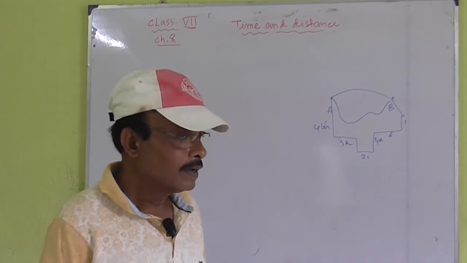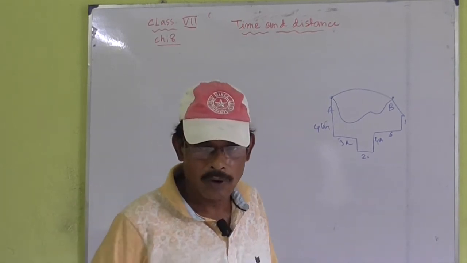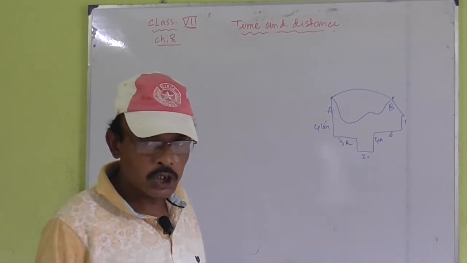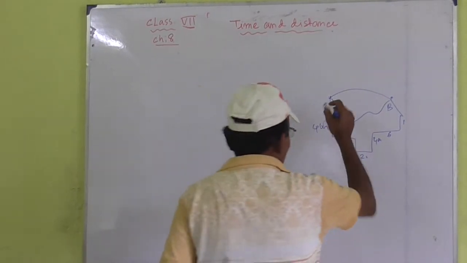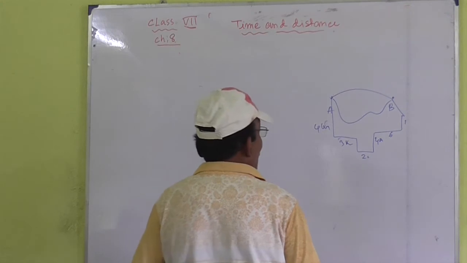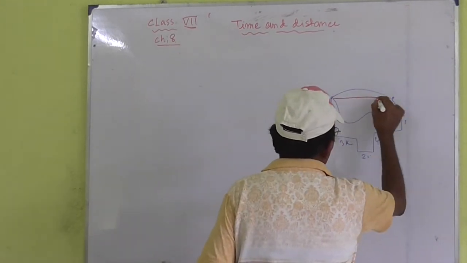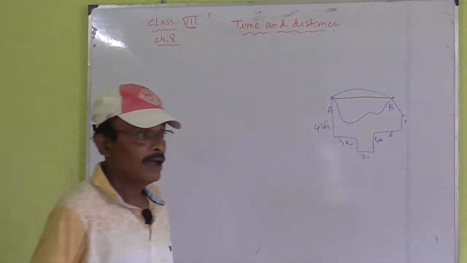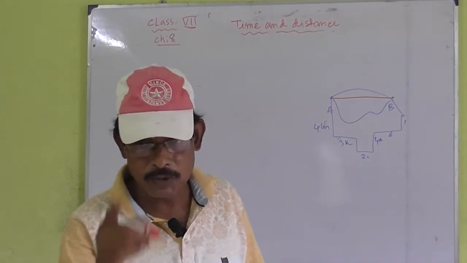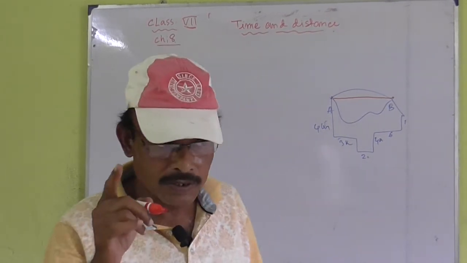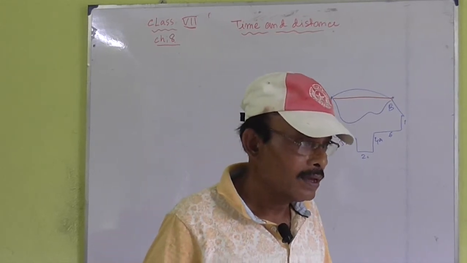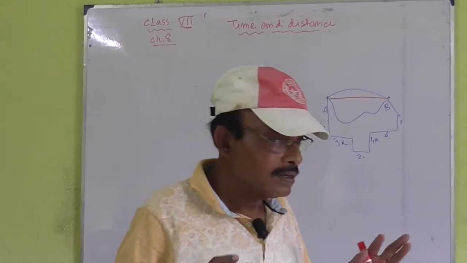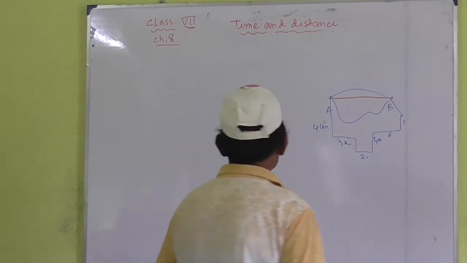And displacement. What is displacement? The shortest distance between the two points. That means this is the displacement. Displacement. But in class 7, I will discuss the sum.